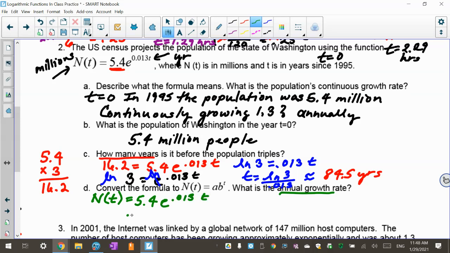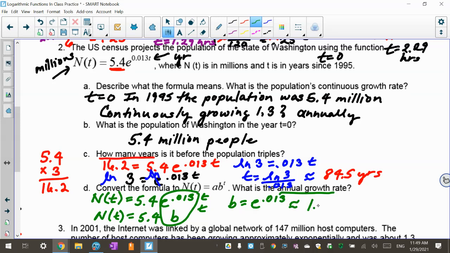If I want to convert it to 5.4 b to the t, if you'll notice, my b and my e to the 0.013 are in the same spot. So what I'm going to do is put them equal to each other to see what it would be if it converted to an annual percentage. So I'm going to actually put this one in my calculator.